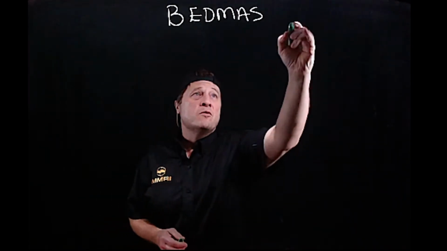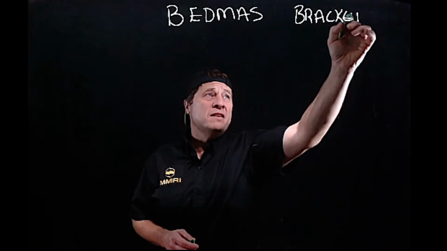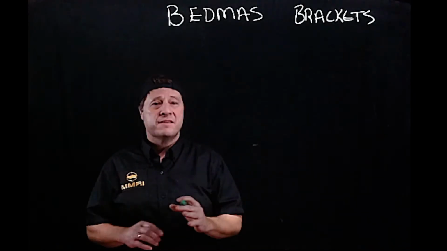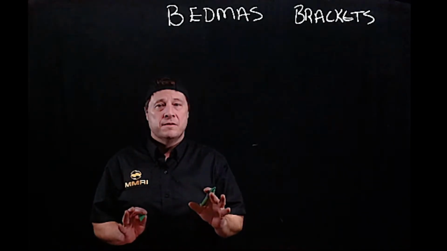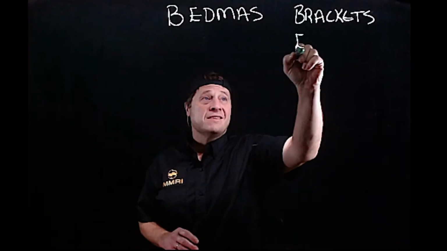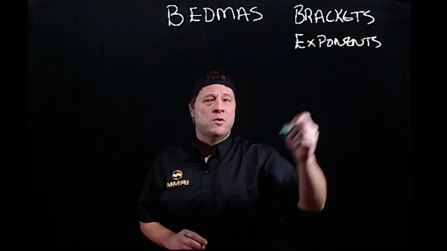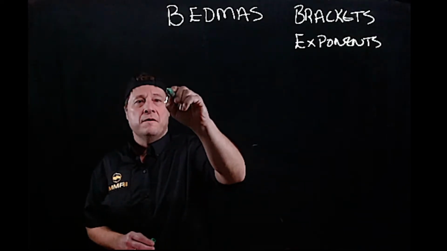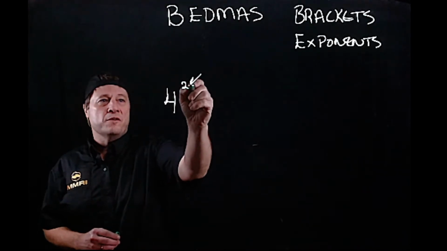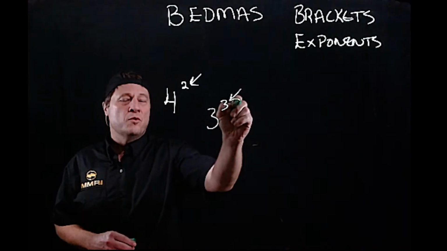So B, of course, we know stands for brackets, right? That means that anything in that expression that is inside brackets has to be solved first. Okay, so in the right order, we do brackets. Next is exponents. Exponents are things like 4 to the power of 2, right? So this is your exponent right here. It could be 3 cubed, right? This is your exponent here.